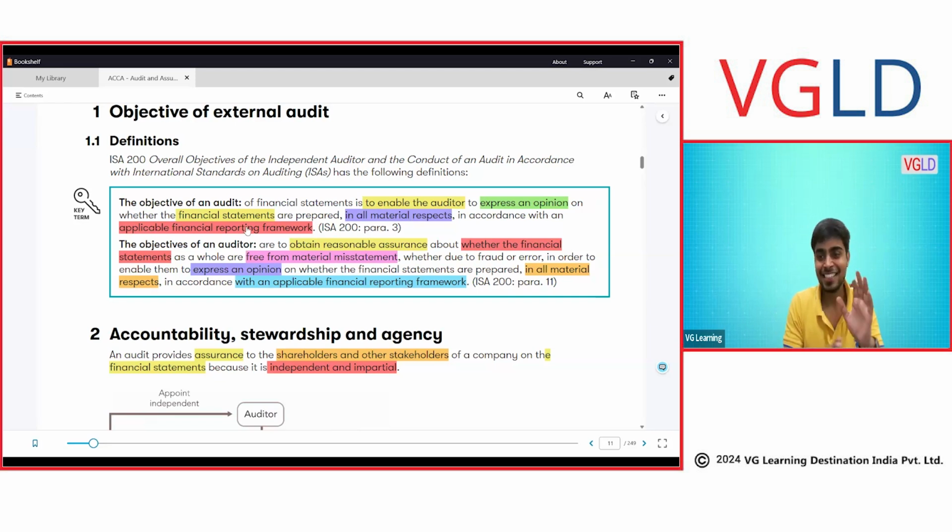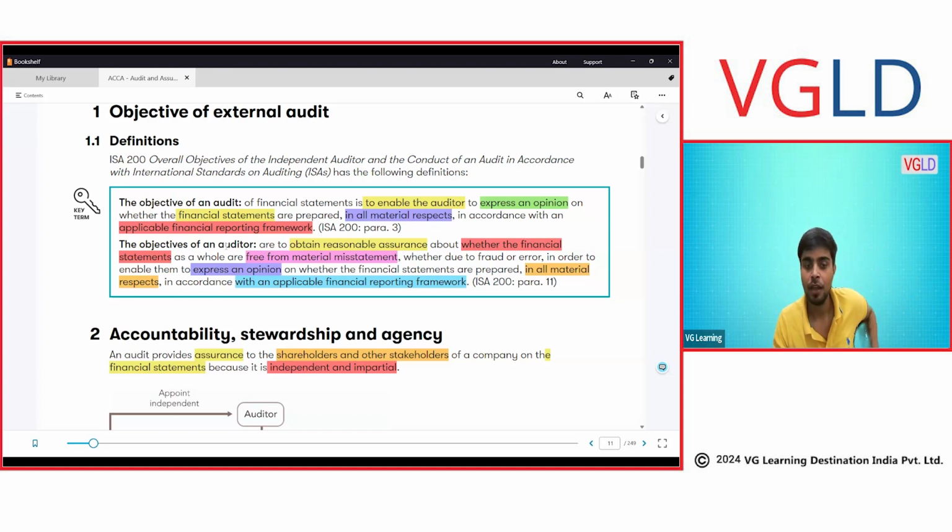So this is my favorite part of this definition. I don't know why they start with this definition. Why would they expect a student to understand this definition immediately? What is applicable FRF? What is all material respect? What are financial statements? Expressing an opinion. But because now we have covered the assurance part, this will be much easier. Definitely there are still parts, like what is applicable FRF, financial reporting framework, that I have to explain. But this part should be easy to understand.